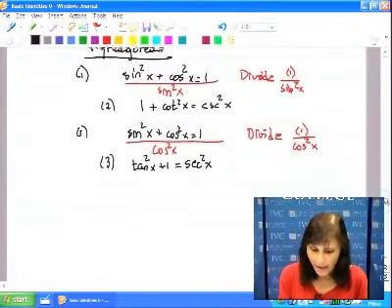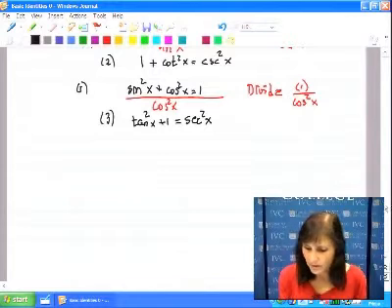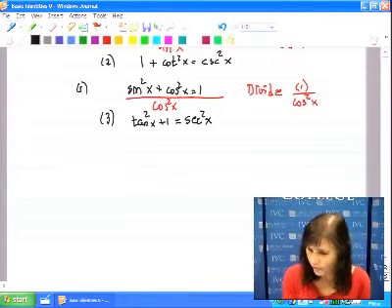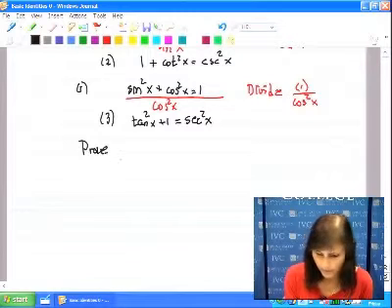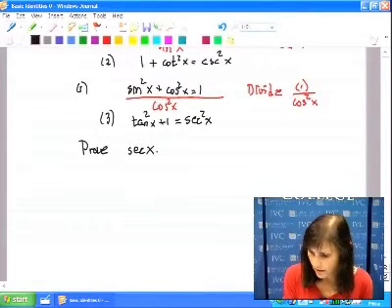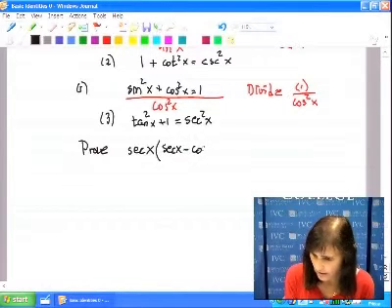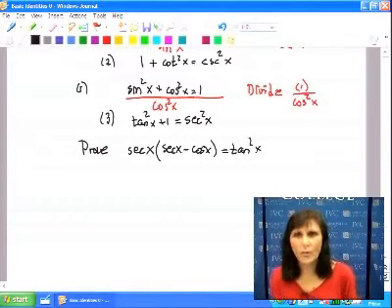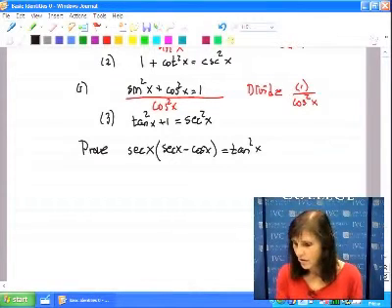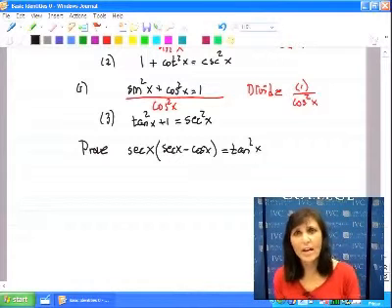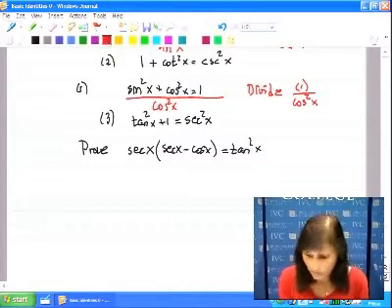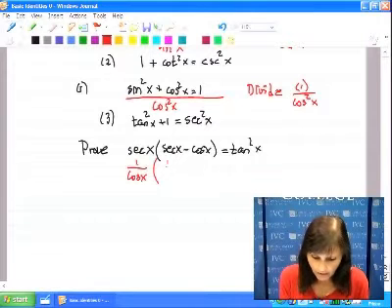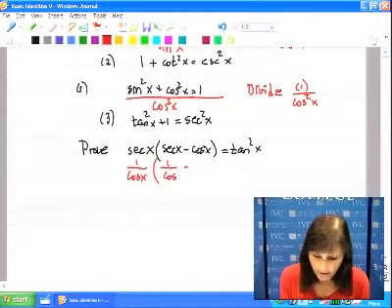Now, when they ask you to just do very simple identity proofs, things like if they say prove, let's say secant x minus cosine x equals sine x times tangent x, these kind of proofs, just always break it down to sine and cosine. So let's look at that and start with one side and try to hit the other side. So I'm going to write, instead of secant, 1 over cosine, minus cosine.